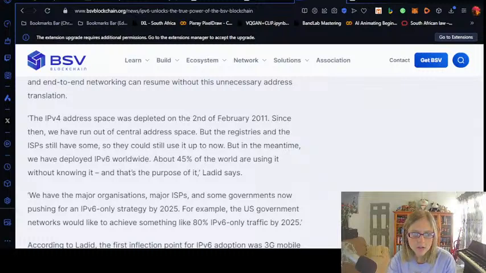Since then, we have run out of central address space, but the registries and the ISPs still have some, so they could still use it up to now. But in the meantime, we have deployed IPv6 worldwide. About 45% of the world are using it without knowing it, and that's the purpose of it, Ladid says.